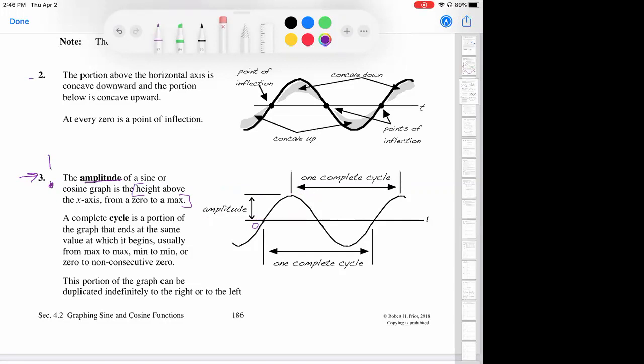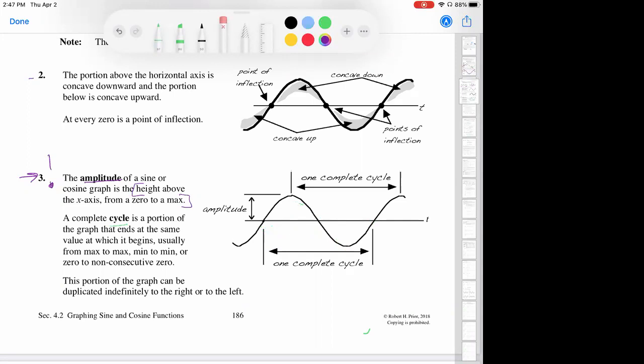All right. Next, we have a cycle. A complete cycle is a portion of the graph that ends at the same value in which it began, usually from max to max and min to min, or from zero to non-consecutive zero. So it depends where you start reading your function. If we start here, then I would have to go through another consecutive zero, but going through a maximum and a minimum. So we have our max, we have a zero, and we have a min. Now we're back to zero. So this would be one complete cycle. But it all depends on the eye of the beholder, right? What you're being asked to work with.